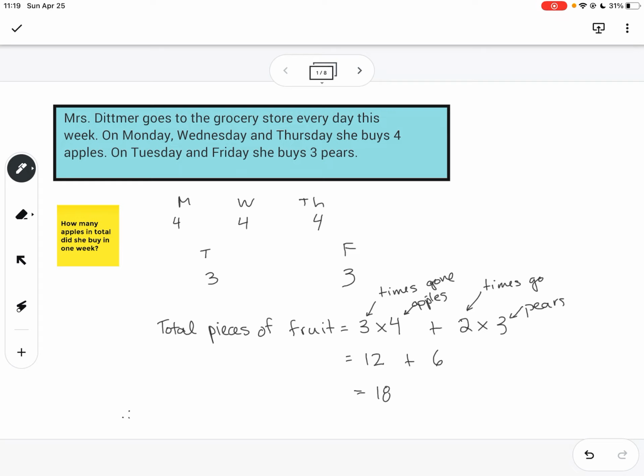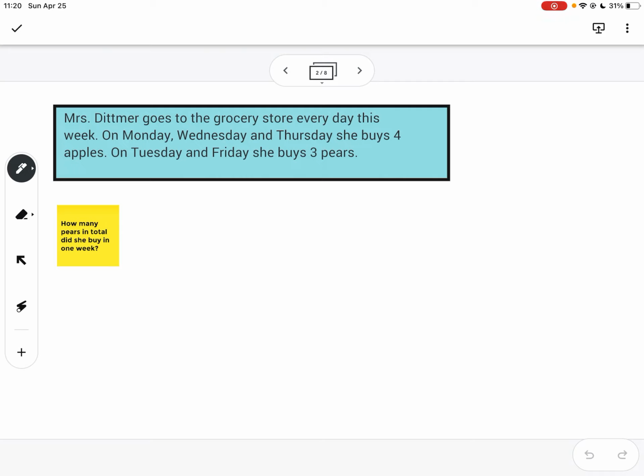So therefore, I bought 18 pieces of fruit, but the one that I'm interested in here is the 12. So therefore, Mrs. Dittmer bought 12 apples. Okay. You could have also done that just by adding up right here. 4, 8, 12 would have also given you 12 apples right away. Let's look at the next part.